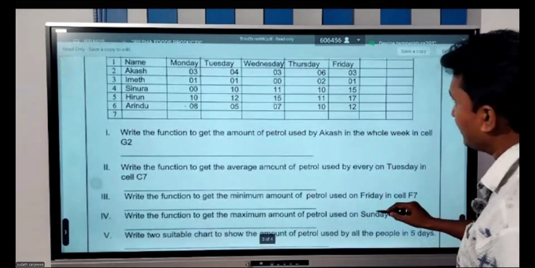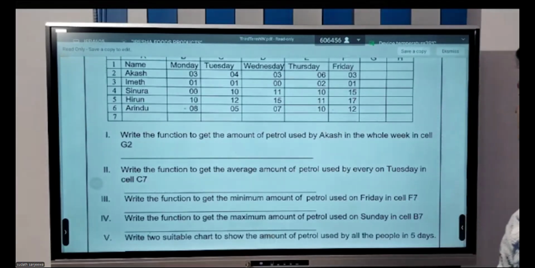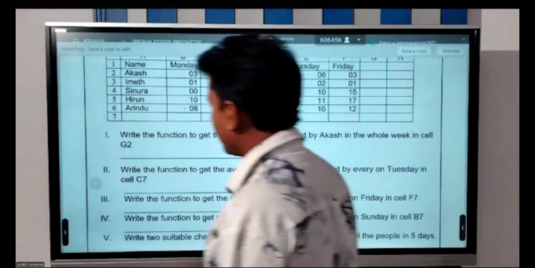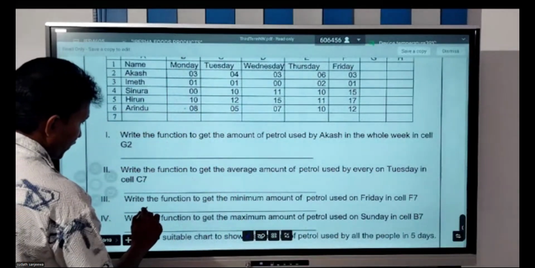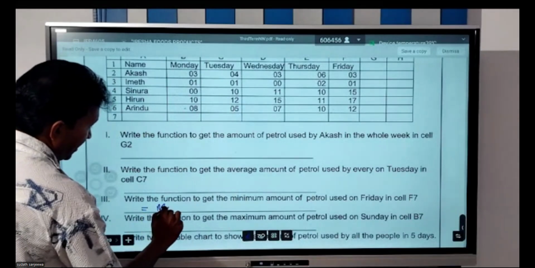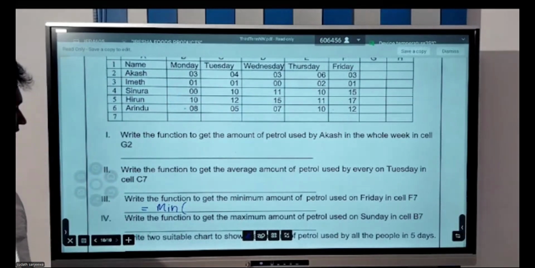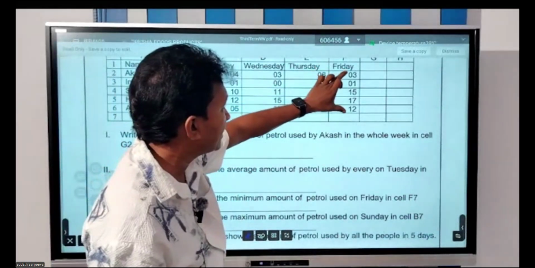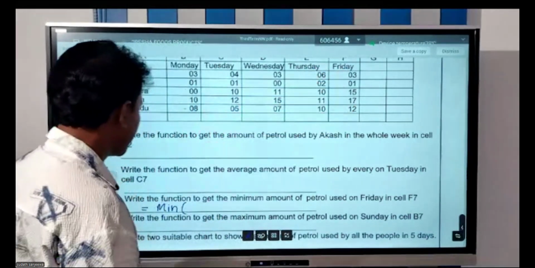Right? Write the function to get the minimum amount of petrol used on Friday. We can write equal min. Min is the function. Then Friday means we have to select this range, F2 to F6.